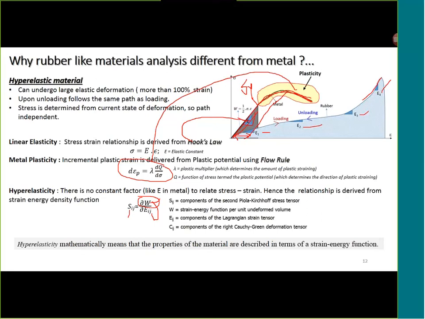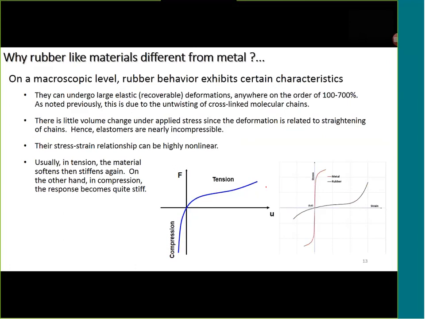In physical aspects, a hyperelastic material can undergo large deformation which is still elastic, unlike metals. Upon unloading, it will follow the same path, and the stress at any particular position is a function of the current state, so it is path independent. It doesn't matter whether we reach this particular position in this way or in that way. It is path independent behavior.